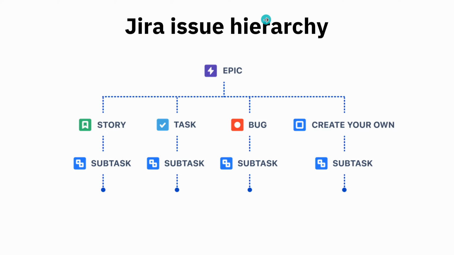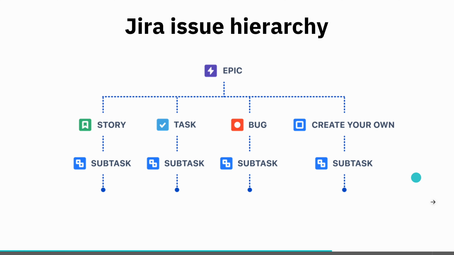So this is the hierarchy of JIRA issues. First epic comes, within that story, task, bug, and create your own. We can also create your own type of task. Then there is subtask for each one.